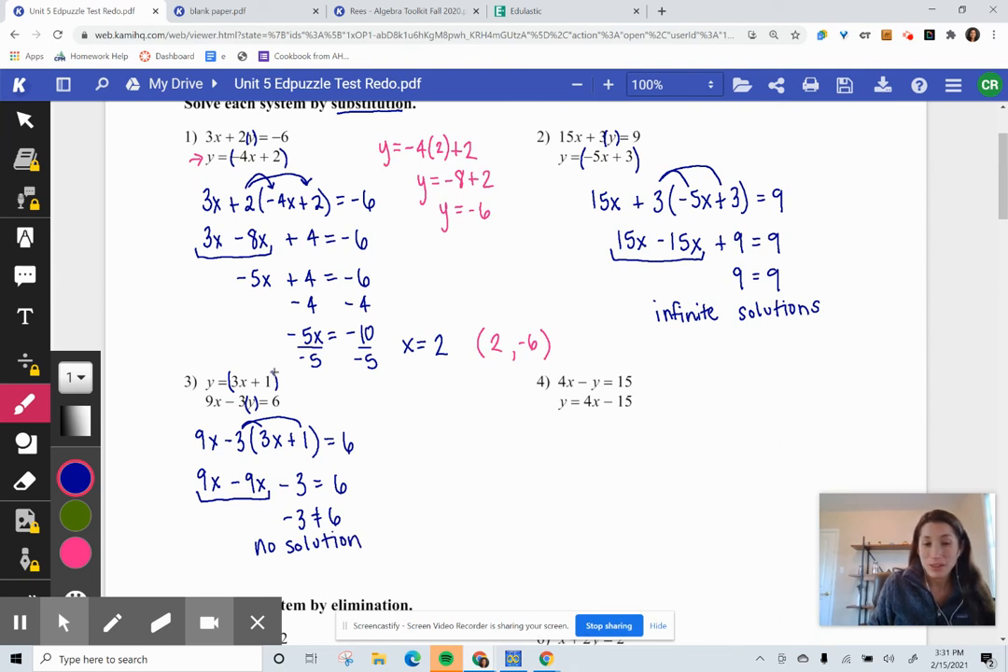Okay, now what you're going to do, you're going to try question number 4 here on your own. So you're going to use substitution. You're going to input the value of y into this equation here. So I'll start this for you. 4x minus, you want to put this in parentheses, and then equal it to 15. So then determine, is there infinite solutions for this or is there no solution?